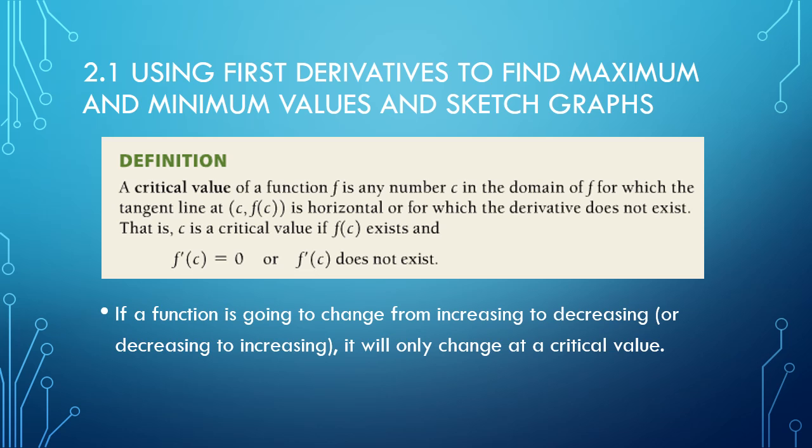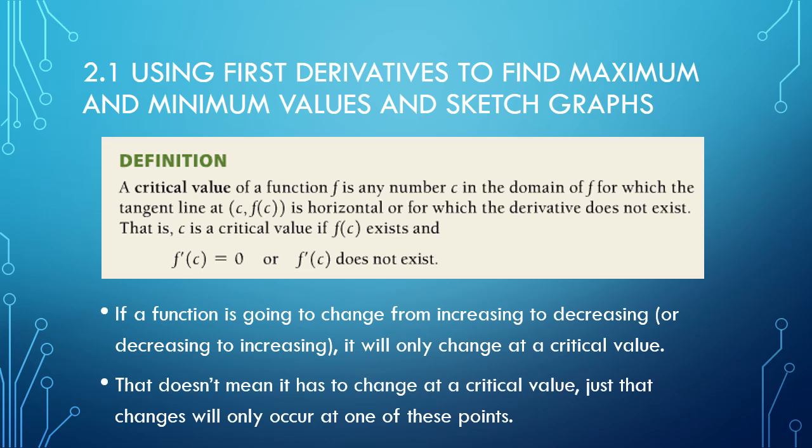It's either going to change when the derivative is 0 or does not exist. So we're going to check those points. We're going to find where it's 0 and where it doesn't exist, because most of the time something interesting is happening around that point and we want to find out what's going on. Now, that doesn't mean it has to change at the critical value. It's just that if it's going to change, it will change at a critical value.